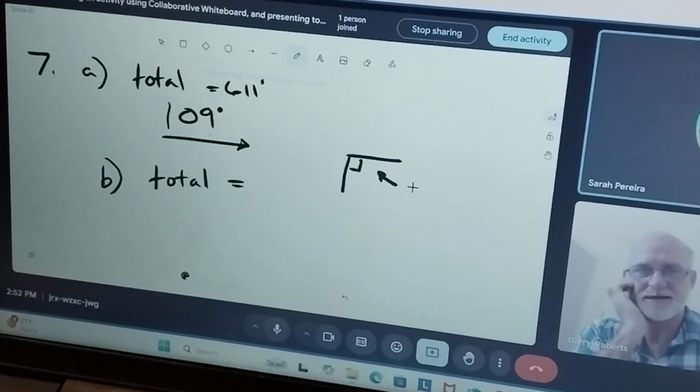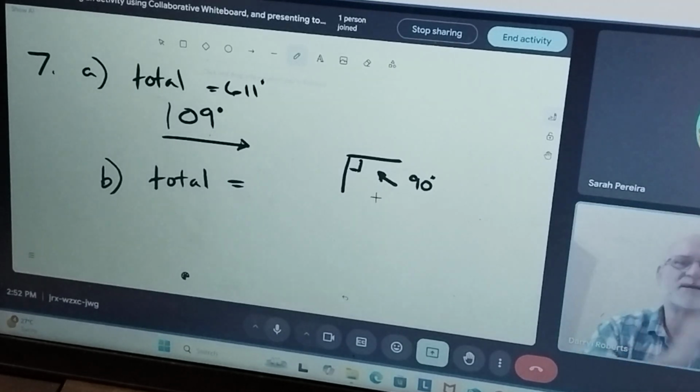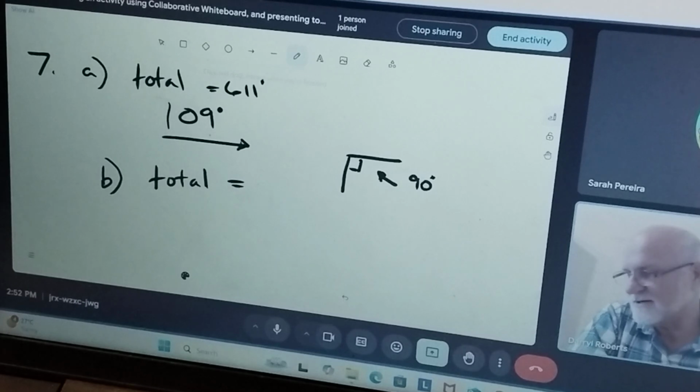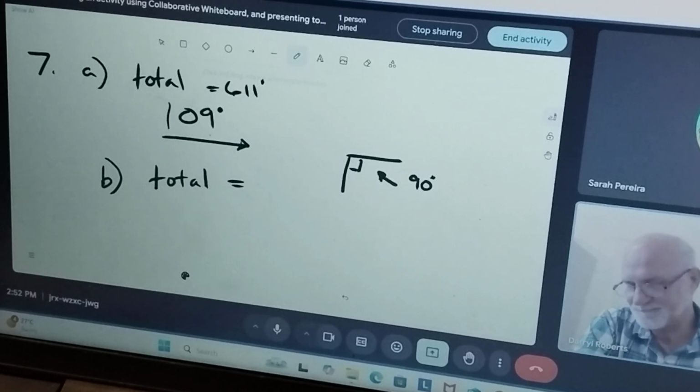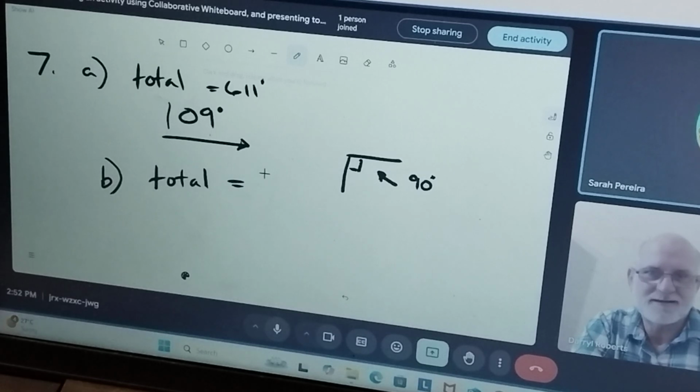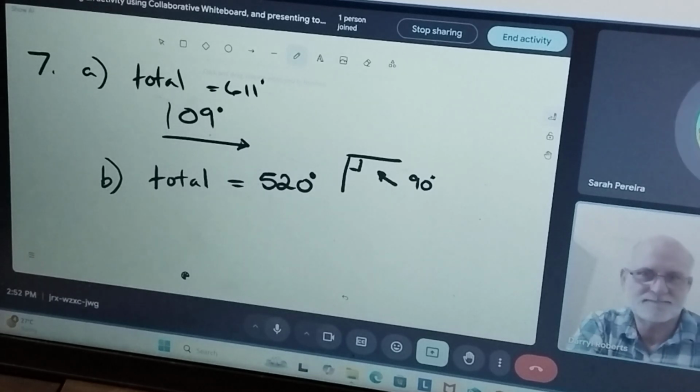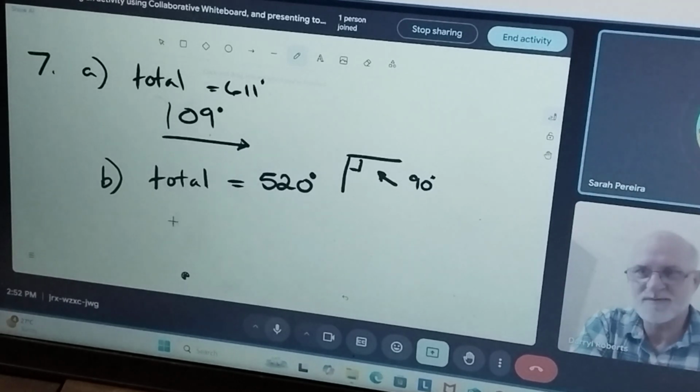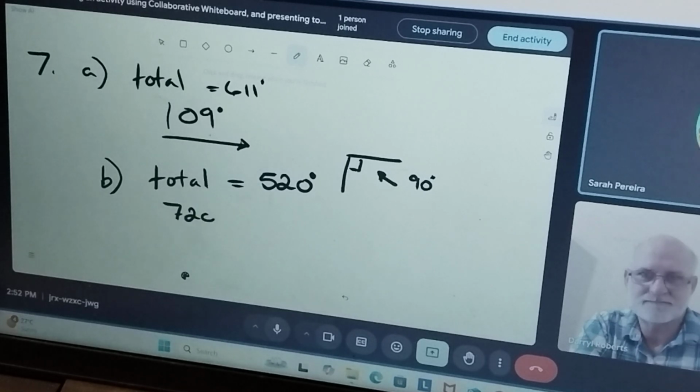How much is that? Okay, that's a right angle, so that's 90. Yes, good. So don't forget your 90. They're being tricky, Sarah. They're trying to catch you out. 520 is correct. Okay, and then what are you going to do next? They're the same, the angles. The angles will be the same, yes?